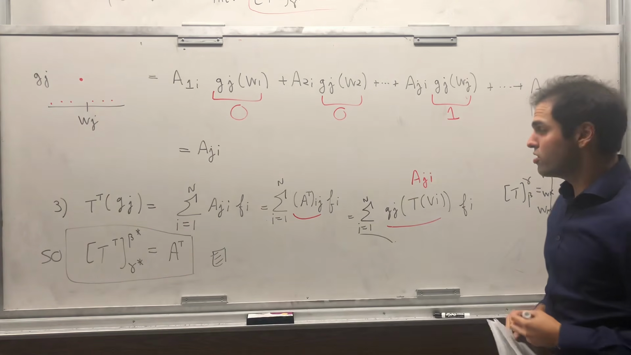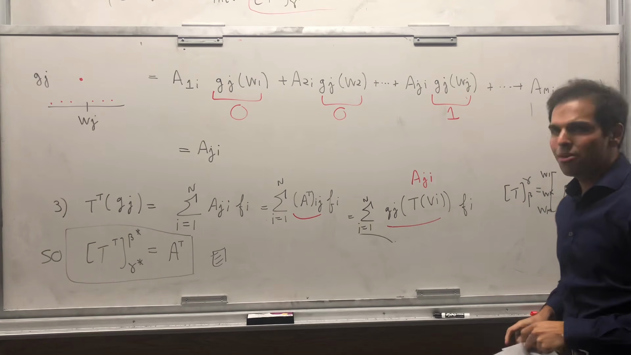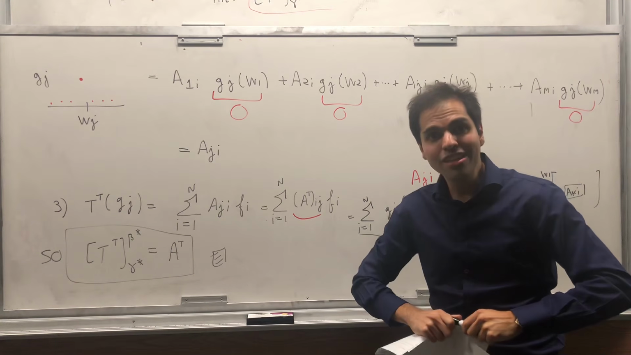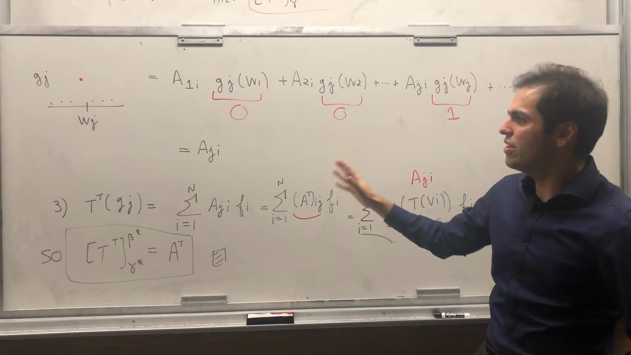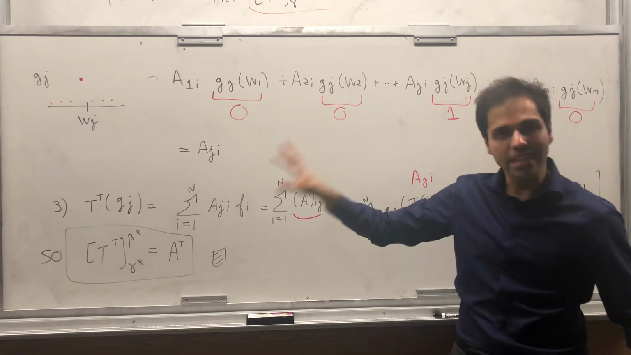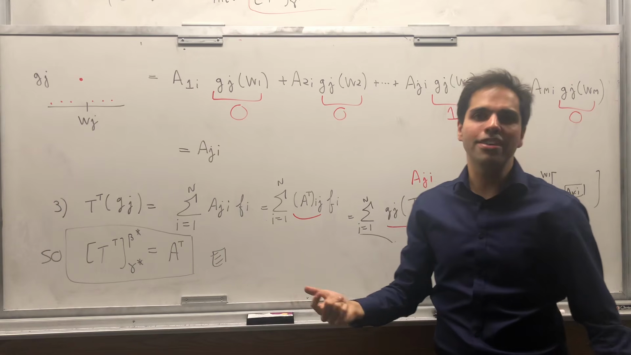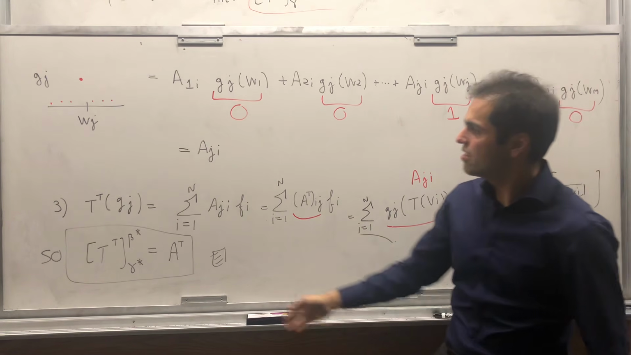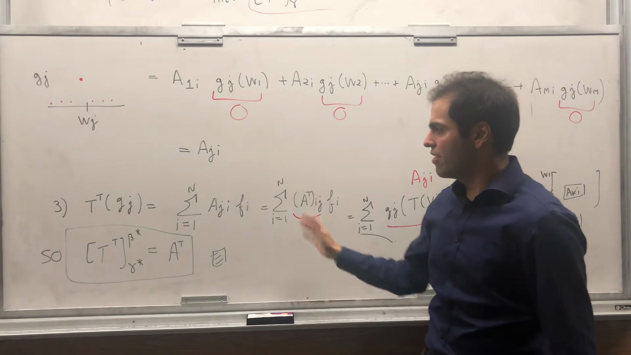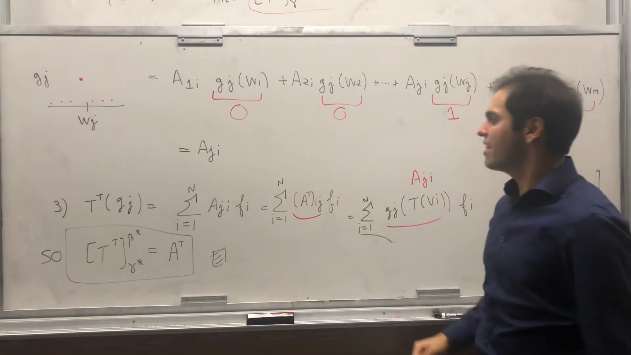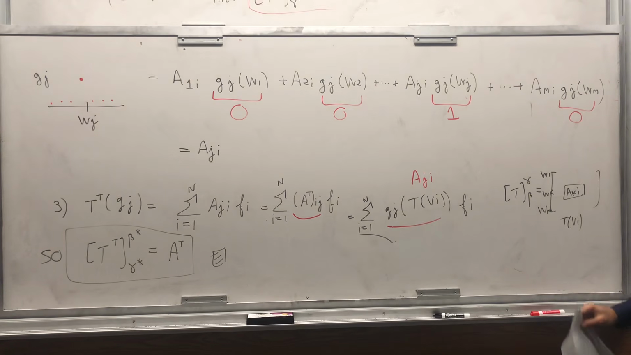And this concludes the proof. I know it looks very complicated, but it's really just a matter of using the definition of a matrix. You evaluate T transpose at the input vectors and express it in terms of the output vectors. So here the input vectors are Gj, the output vectors are Fi, and then you get precisely your result.